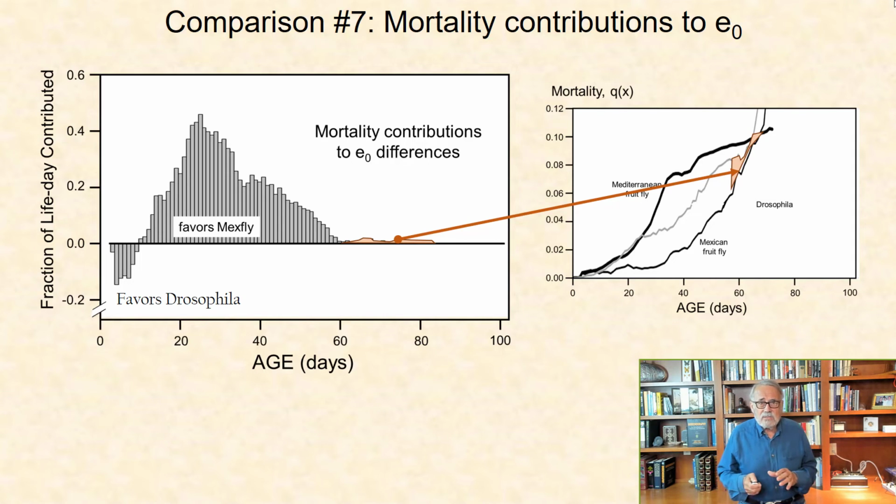So the carry-away message here is that mortality that occurs in the 1 month period between 10 and 40 days of ages in both of these species accounts for the vast majority of the between species life expectancy differences.